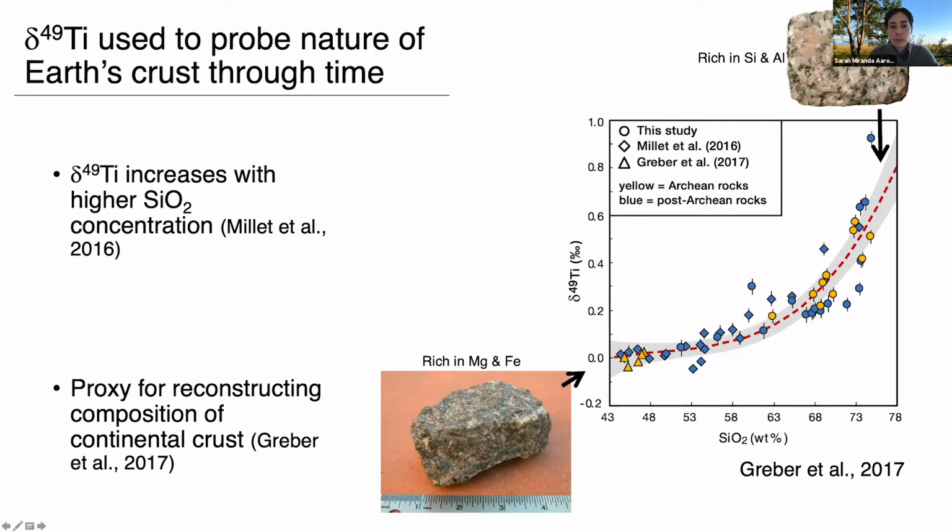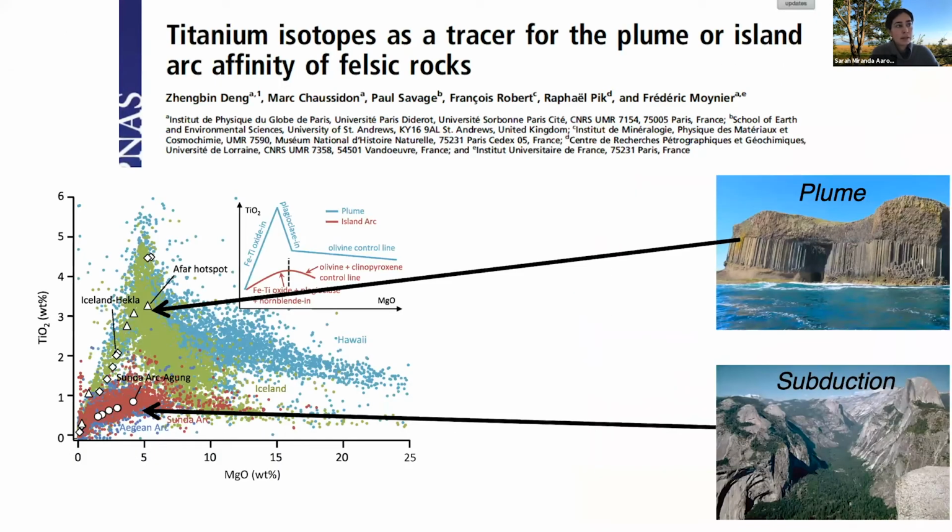So I'll use this terminology of primitive, which refers to this oceanic crust rich in iron and magnesium, versus evolved, which means rocks like those we find in the continental crust that are rich in silica and aluminum. So the idea here was that perhaps we could use this titanium isotope composition to probe the nature of Earth's crust through time, because a lot of the records that we have going back further in time have been metamorphosed, which is basically heated up to intense pressures and temperatures, and altered because of that.